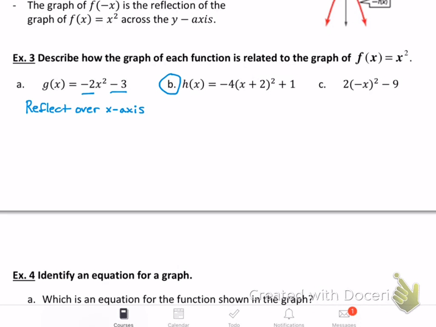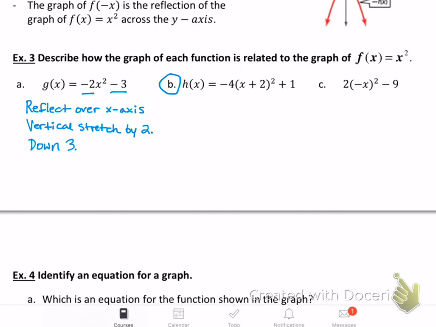And then I have a 2 in front of the x squared, so that means it's going to be a vertical stretch, meaning it gets narrow. And then I have a minus 3, again on the outside of my quadratic part, the exponent part, therefore it's going to shift down 3. So those are the three transformations for part A.